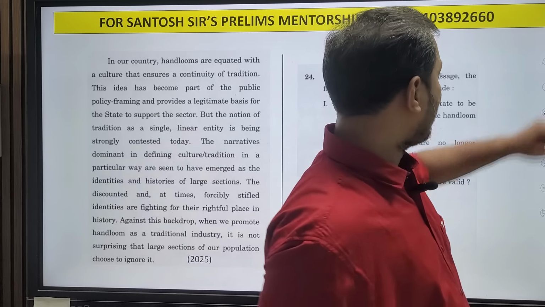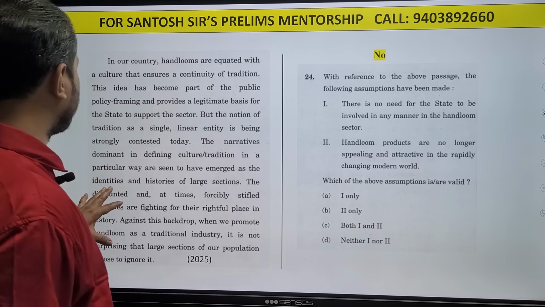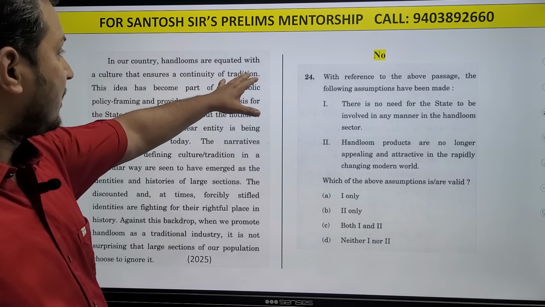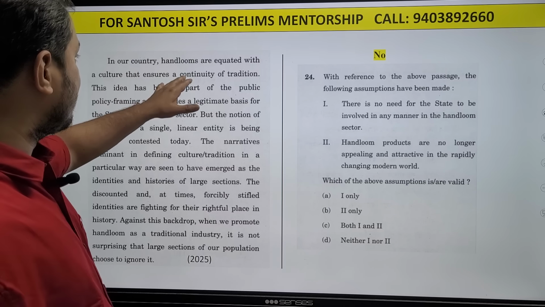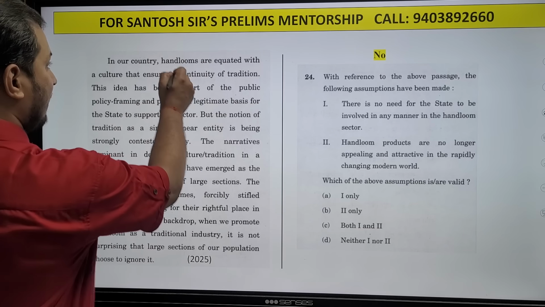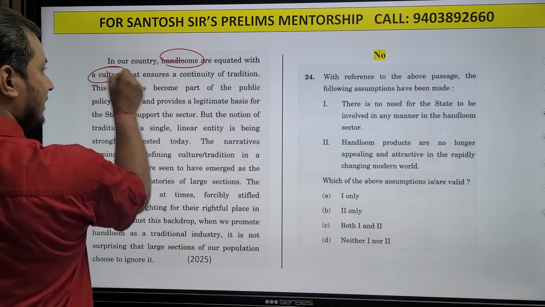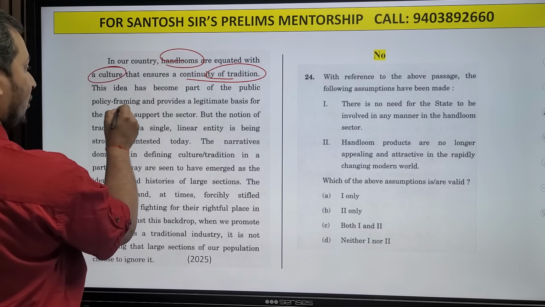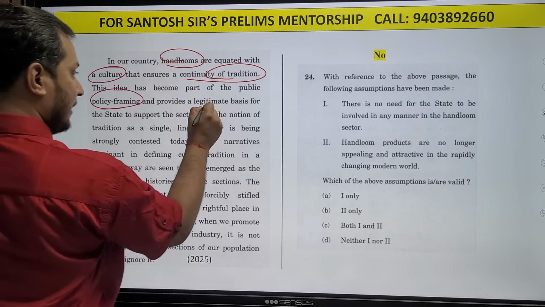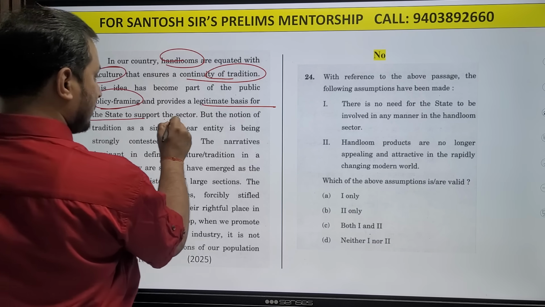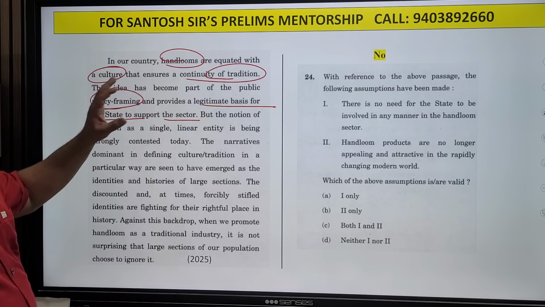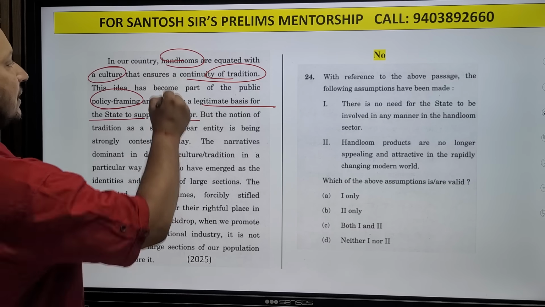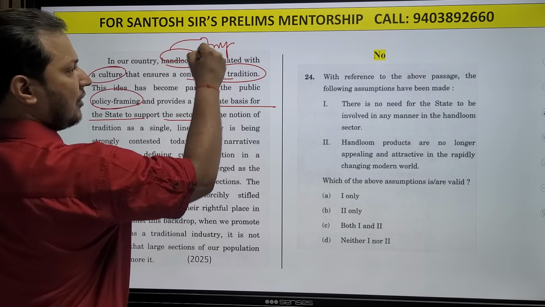Okay, let's move on to the next passage, guys. Let us read this passage. In our country, handlooms are equated with a culture that ensures a continuity of tradition. So handlooms, culture and continuity. This idea has become part of public policy framing and provides a legitimate basis for the state to support the sector. So basically, the topic is about the handloom sector. Now let us read the question.